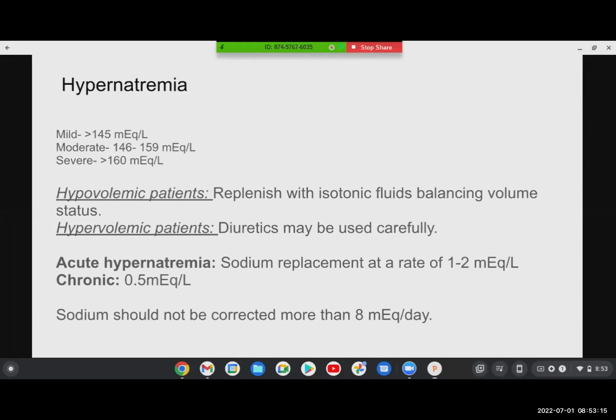Now, hypernatremia is divided into mild, moderate, and severe. Mild is more than 145 milliequivalent per liter, moderate is 146 to 159 milliequivalent per liter, and severe is over 150. In hypovolemic patients with hypernatremia, replenishment with isotonic fluids balances the fluid status. In hypervolemic patients with hypernatremia, diuretics have to be used, but they have to be used judiciously.